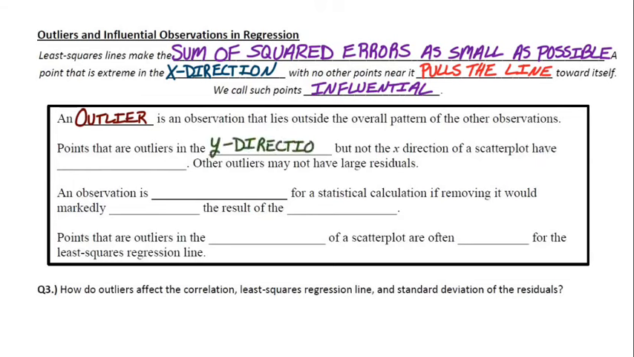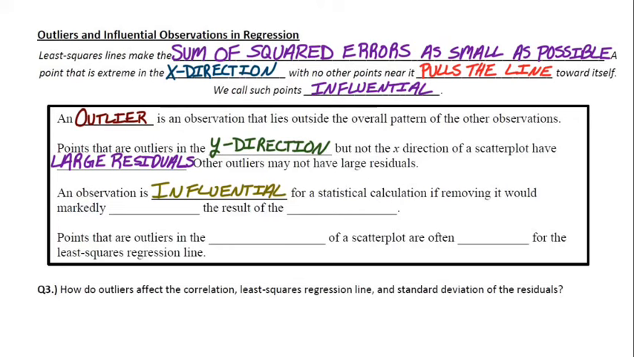Points that are outliers in the y direction, but not in the x direction, are outliers above and below the line, but they're still in the middle of the data set. They're not far left or right. So if you're an outlier in the y direction, you can have a large residual, and other outliers may not have such large residuals.